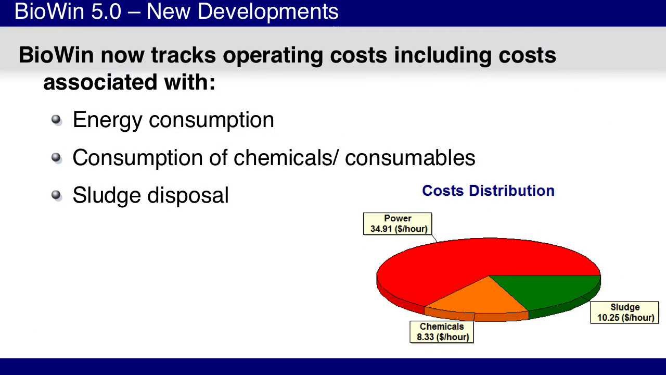BioWin 5 tracks and totalizes operating costs in three separate categories: energy consumption, consumption of chemicals and consumables, and sludge disposal costs.